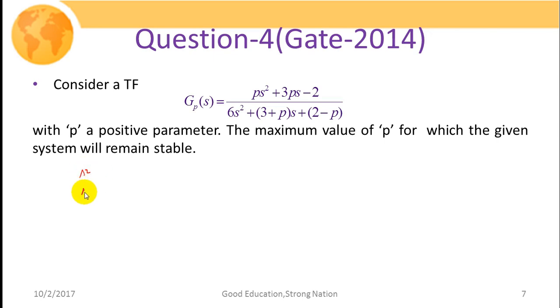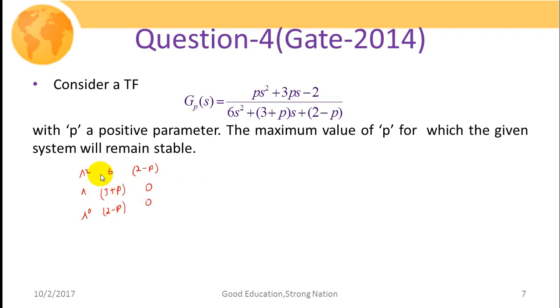So the Routh table for the given system will be calculated as follows. For s square, the coefficient of s square is 6, then after skipping the next coefficient 3 plus p, we will have 2 minus p. Then the coefficient of s is 3 plus p and then 0. So the coefficient of s to the power 0 is (3 plus p) times (2 minus p) minus 6 times 0, divided by this 3 plus p. So we are left with 2 minus p, then again 0.